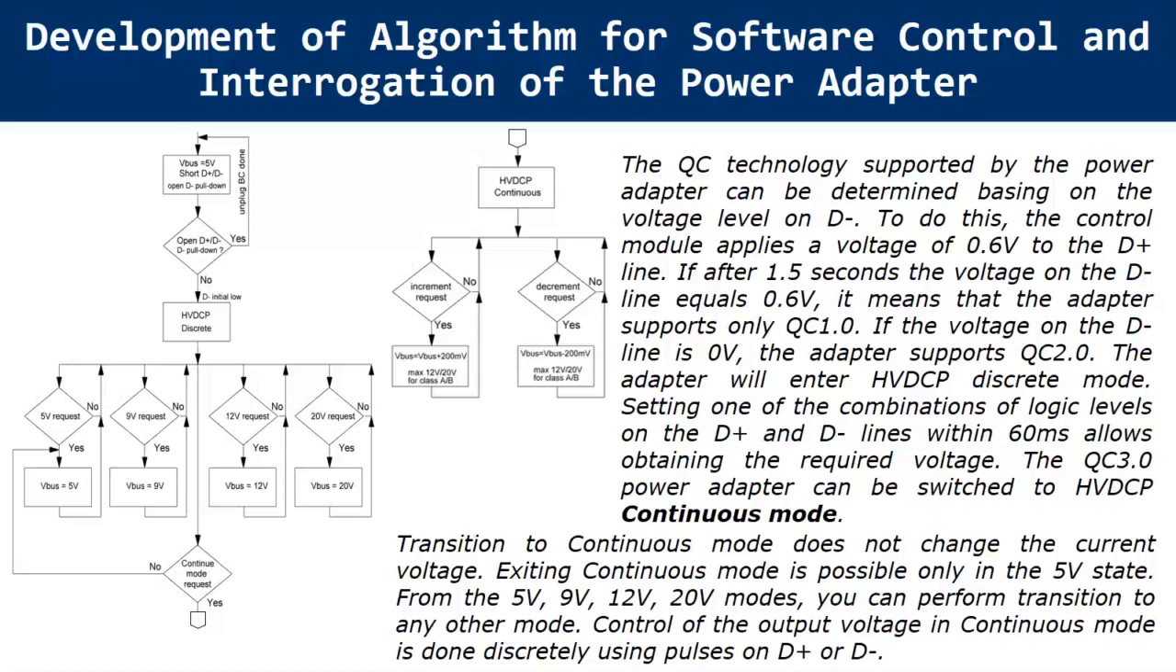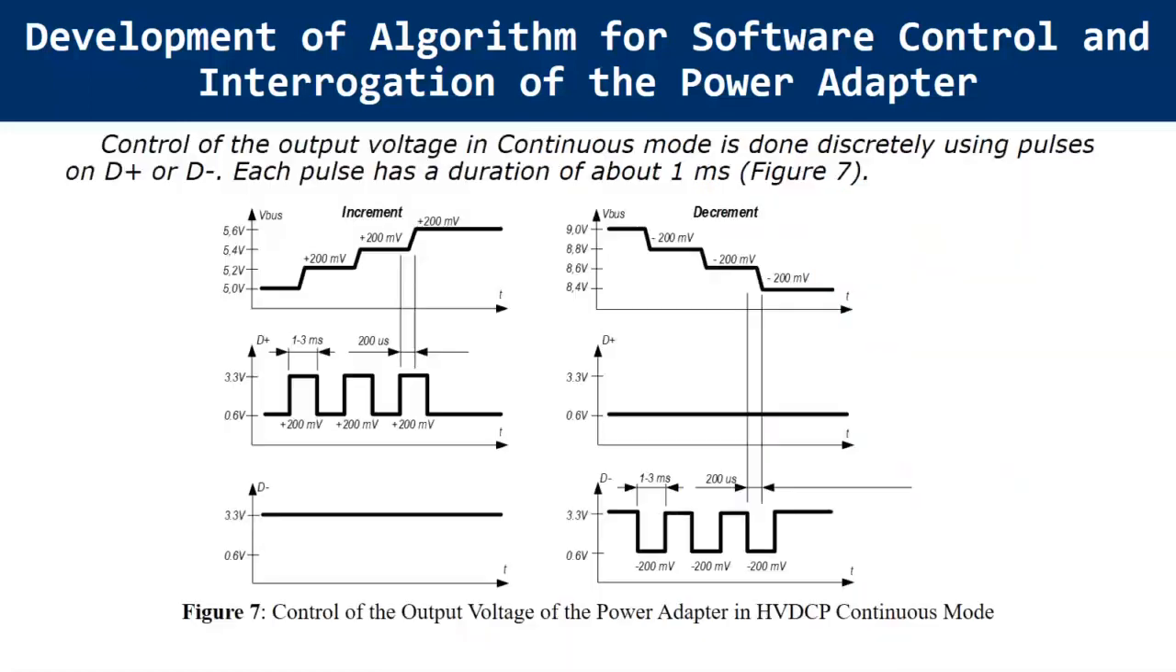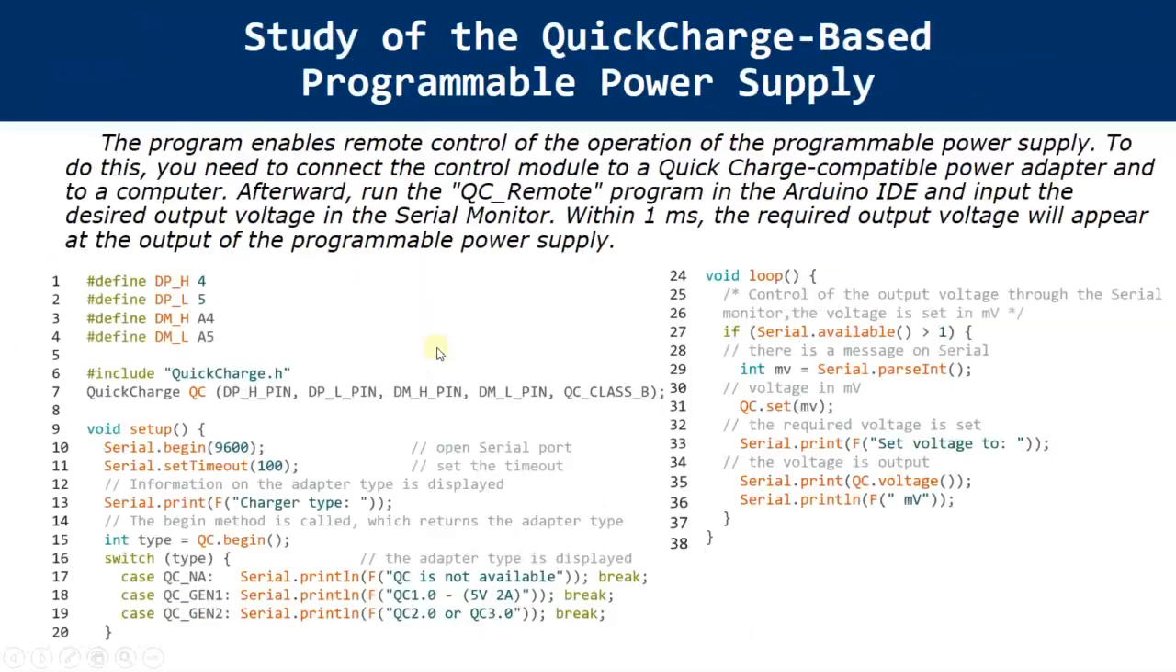Control of the output voltage in continuous mode is done directly using pulses on D+ or D-. Each pulse has a duration of about 1 millisecond. Figure 7.